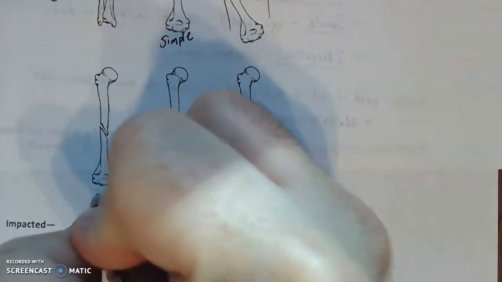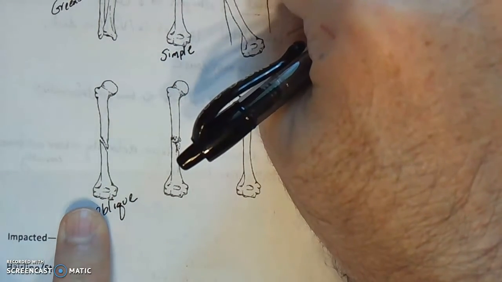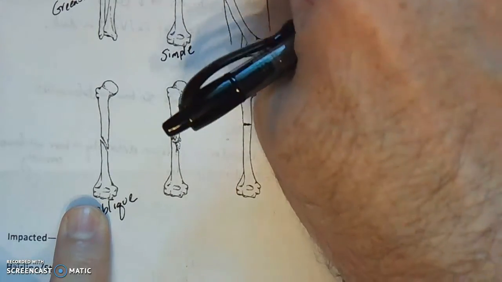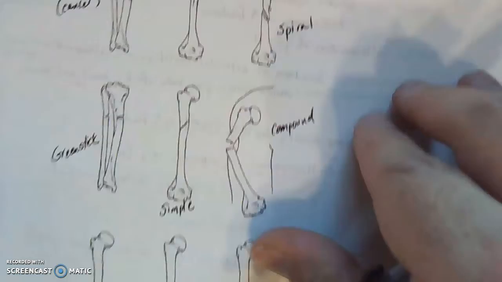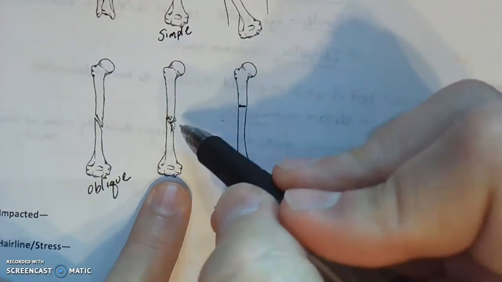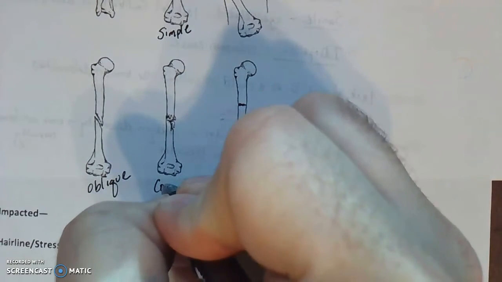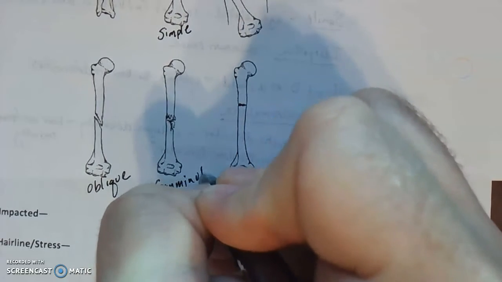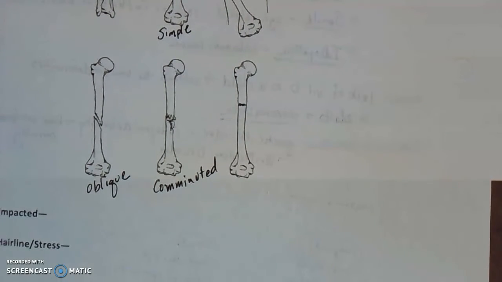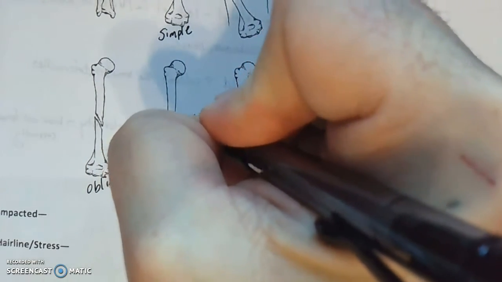Here is that oblique fracture that we've been talking about. A little bit different than the spiral. They look almost identical, but this one up here just has that extra little breakage that you can see. This one, you can see that we have fragments of the bone. This one is called a comminuted fracture. So this one we have bony fragments.